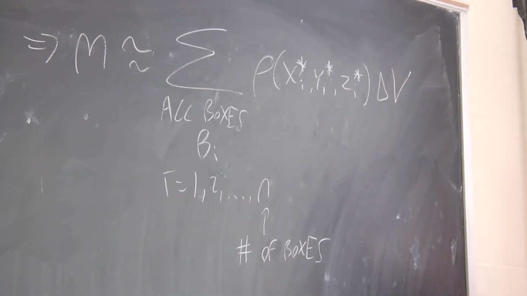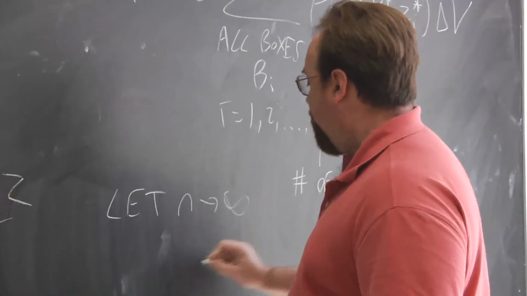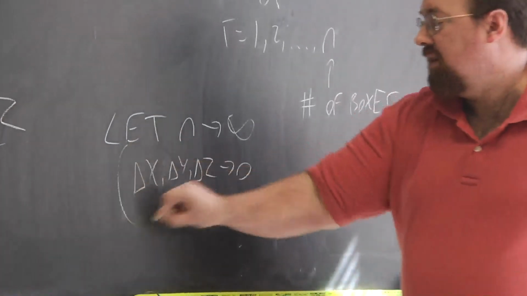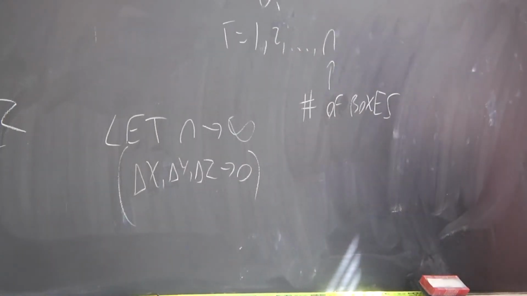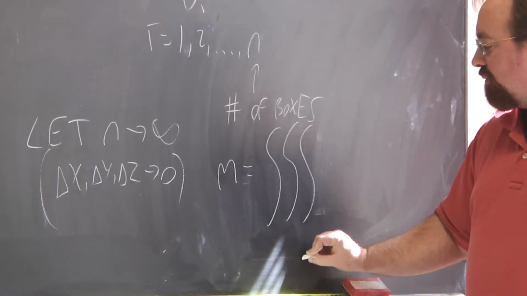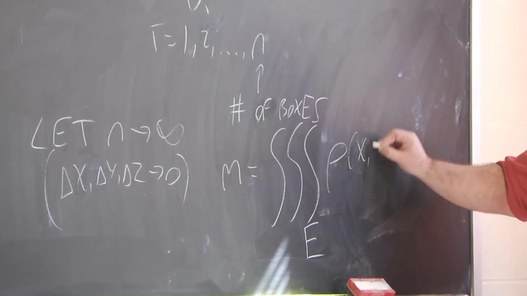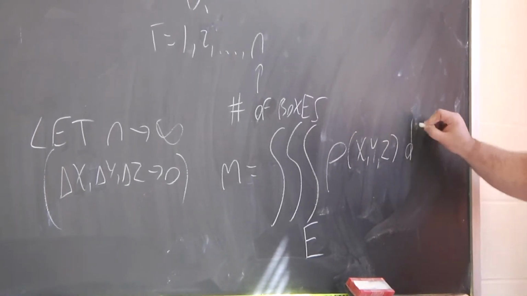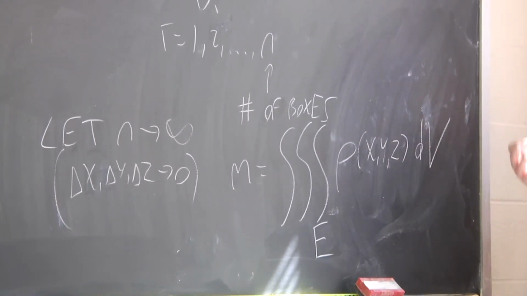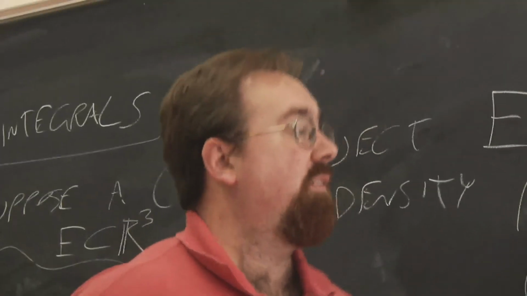So now what you do is you let the number of boxes go to infinity, so delta x, delta y, delta z are all going to 0, and that gives you the exact mass of the object, a triple integral of the density. So this is one of the most common applications of a triple integral, computing mass.